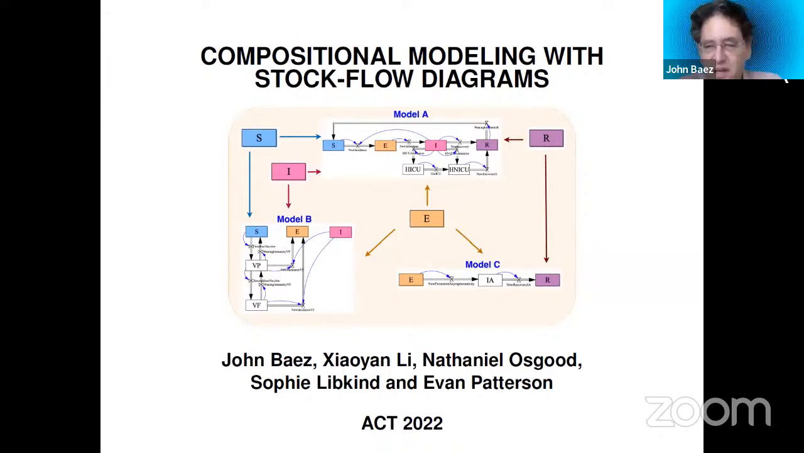So this is work with a number of co-authors. It's also part of this algebraic Julia gang. Sophie Lipkin and Evan Patterson are at the Topos Institute, and Nathaniel Osgood and Xiaoyan Li are up at the University of Saskatchewan. And as I mentioned at the beginning, this is a continuation of my talk on Monday, which was the theoretical end of decorated and structured cospans. This is one of the various applications of them.